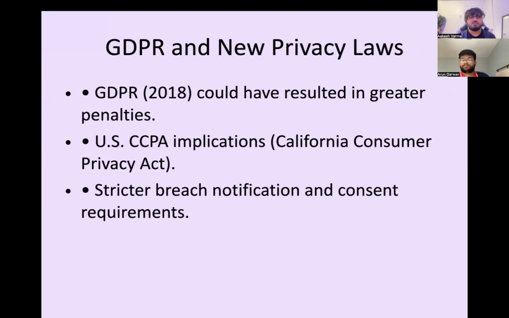Now, moving on to the last one from my side, GDPR and new privacy laws. After this breach, there were a few more laws which came into action, like GDPR in 2018, which has much more penalties if the culprit is caught. Even the US implication, the California Consumer Privacy Act, and stricter breach notification and consent requirements. So these are all the laws which came into action after the breach. Now moving on to the next slide, it will be taken over by my teammate Arun Garwan.